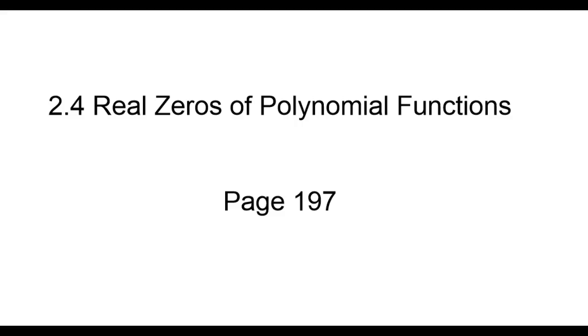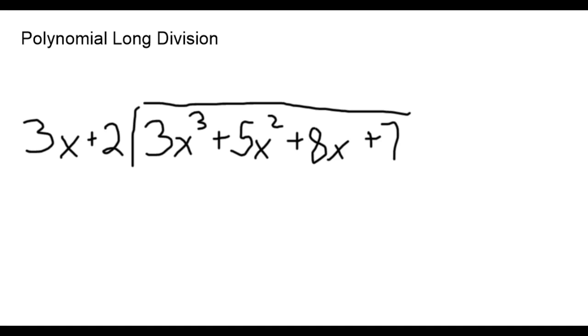Lesson 2.4, Real Zeros of Polynomial Functions. You can find this lesson on page 197 in your books. To start off this lesson, we're going to do an example of polynomial long division. It's basically the same process you did when you first learned long division way back in 4th or 5th grade. Okay, now we're just applying it to polynomials using those same basic ideas.